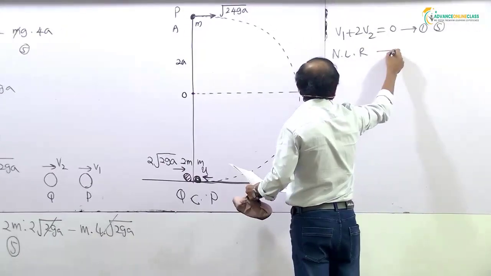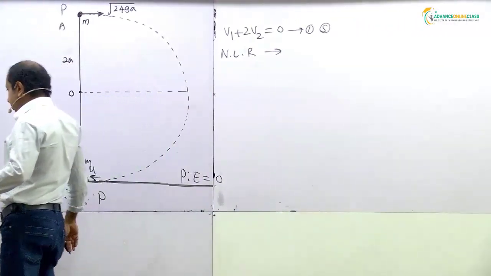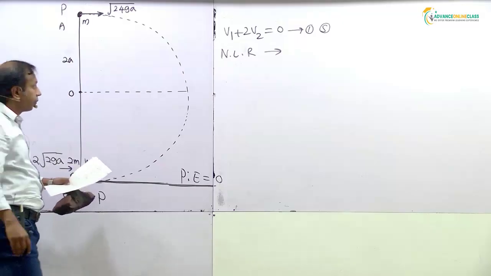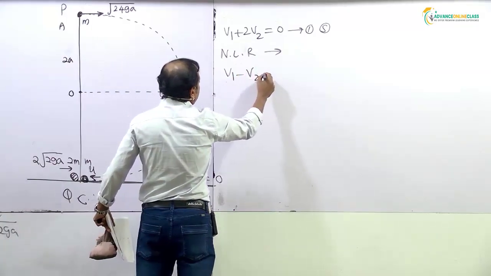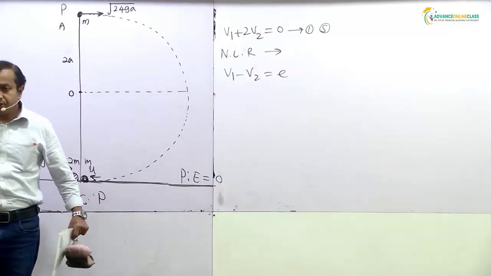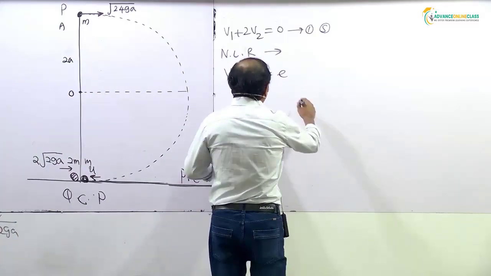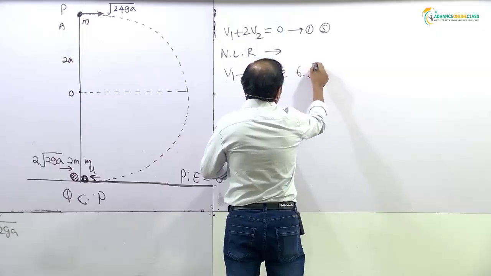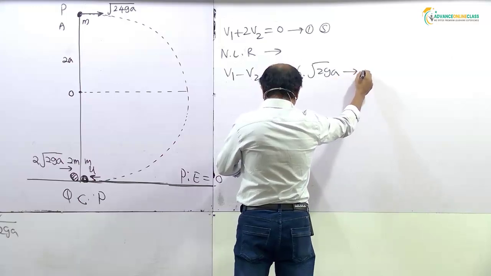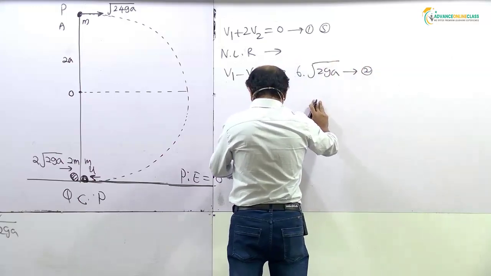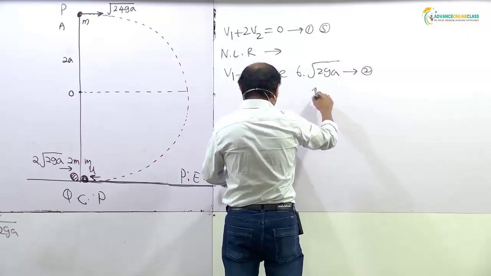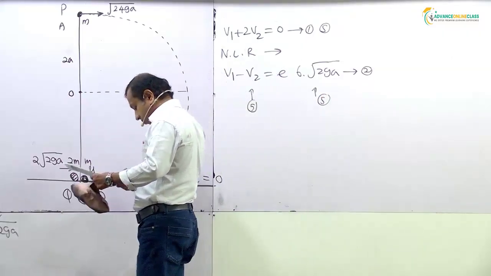NLR, Newton's law of restitution, we apply. What's that? Velocity of separation, v1 minus v2, equals e times velocity of approach, which is 6 times root 2 GA. It's number 2. Here the left hand side gets 5 marks, and the right hand side, 5 marks.